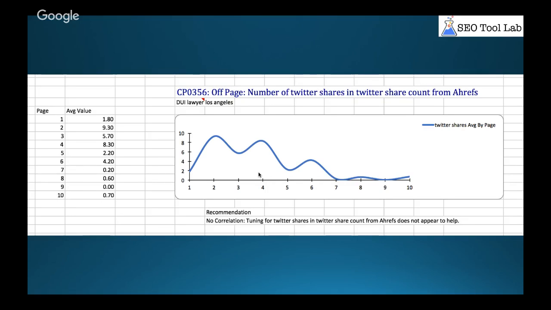More off page. So Twitter shares. No correlation. It kind of looks like there's correlation, but it's actually too random. But this is measured by what, like 10 tweets? Yeah. So it's just too random, not significant enough. I'd like to see like 10,000. Yeah. And it makes sense that these are low for the keyword. This was DUI lawyer Los Angeles. There's probably not a lot of social strategy going on there. Right.